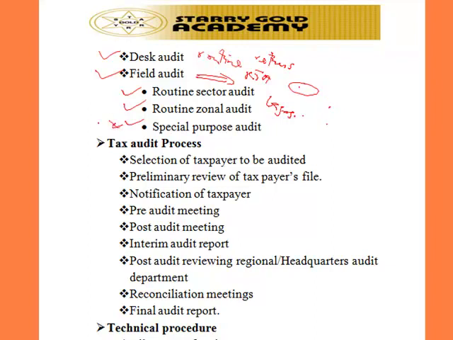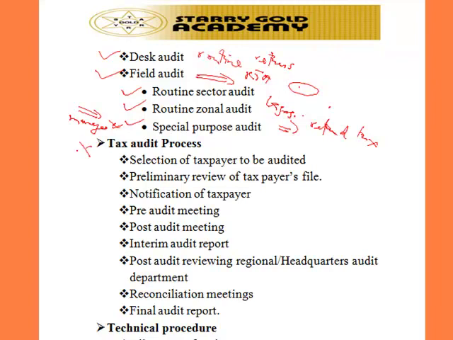Then the last one is the special purpose audit. Like the name implies, it is not routine in nature. It is called for occasionally by the management of the relevant tax authority in order to achieve a specified purpose, or when a particular circumstance seems unusual. For instance, maybe excessive refund claim by taxpayer, that can prompt the management to ask a branch to investigate, to audit the particular taxpayer. So those are the types of audit.